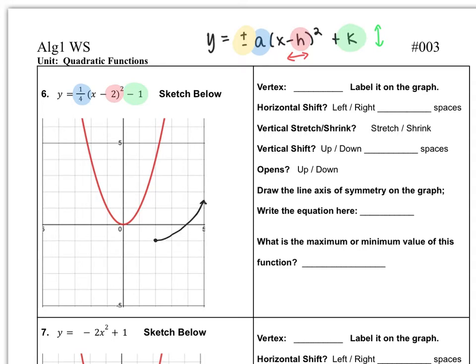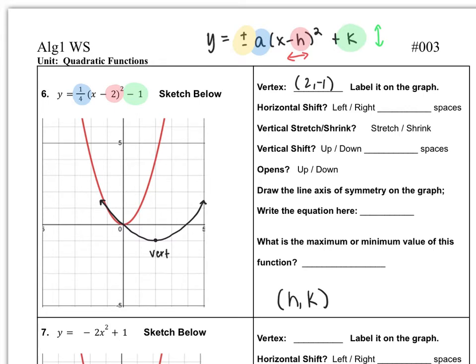And since it's just a sketch, it doesn't have to be perfect. I would say the only part that should be pretty accurate is that vertex right there. So my vertex is going to be 2, -1. And on the previous video, I mentioned that the vertex, when it's in vertex form, is always going to be h, k. And this is my vertex right here.